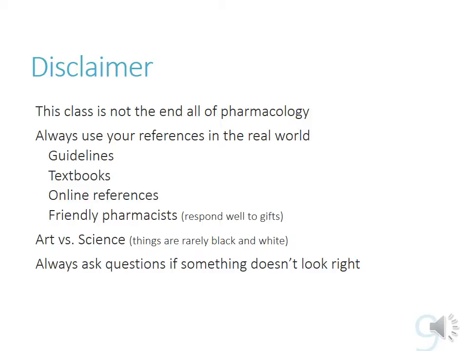Working off of Goodman and Gilman's, that edition was put out in 2012. It doesn't have a lot of drugs that have come out since then. So you have to be aware of those changes that have happened since. So again, guidelines are great. Textbooks are also good. And obviously your online references. So what are some online references you might go to for drugs?